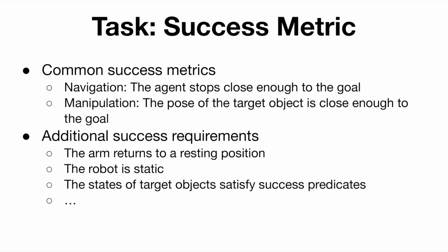We also need to design a success metric to measure whether the goal is achieved. For example, a navigation task is completed when the agent stops close enough to the goal, and a manipulation task is accomplished when the pose of the target object is close enough to its goal. Sometimes, additional requirements need to be satisfied, especially for manipulation. For instance, the robot should be static or successfully reset its arm.